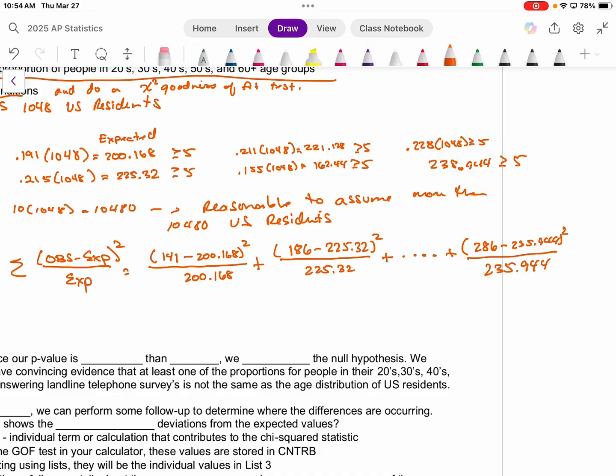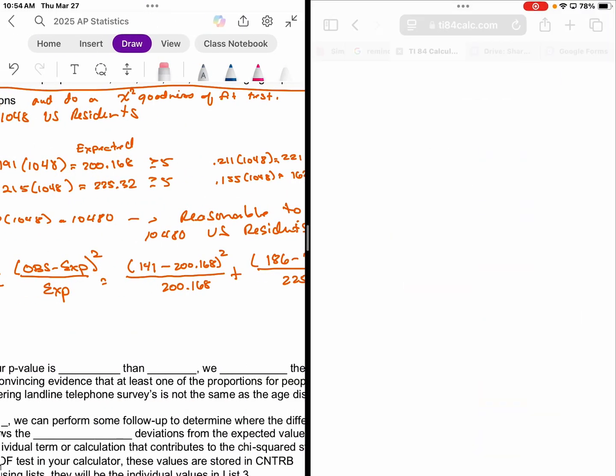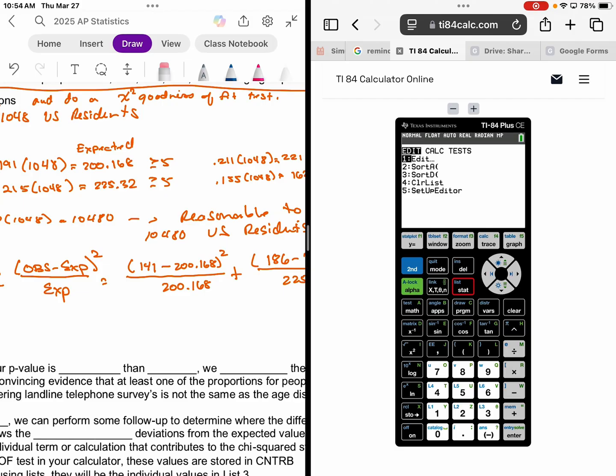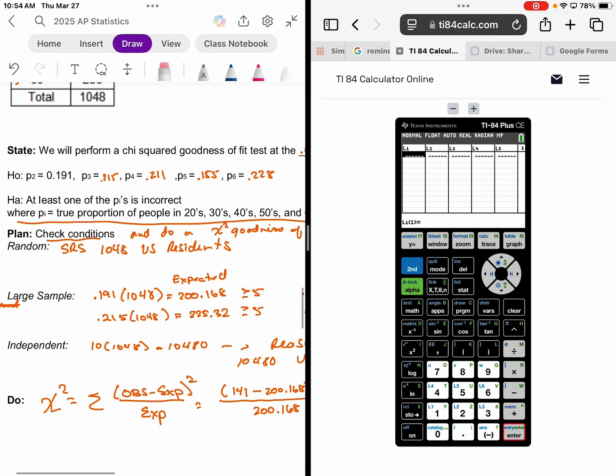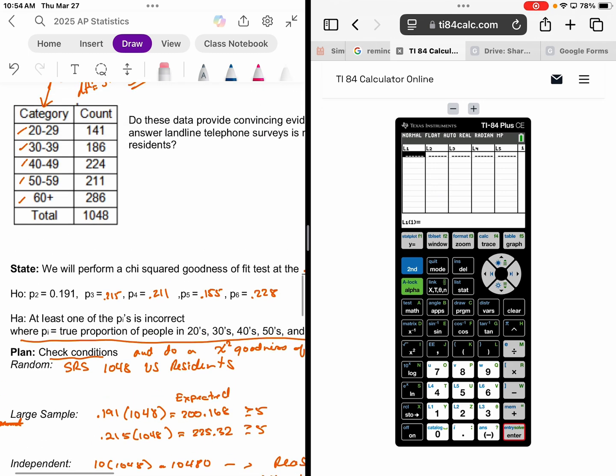Now we can do this on the calculator to speed things up. So I'm going to grab the calculator. I'm not going to do the chi-square goodness of fit test. I'm actually going to use our tables. So I'm going to go in there, get a table. And what I'm going to do in L1 is type in the observed values: 141, 186, 224, 221, 211, 211, and 286.